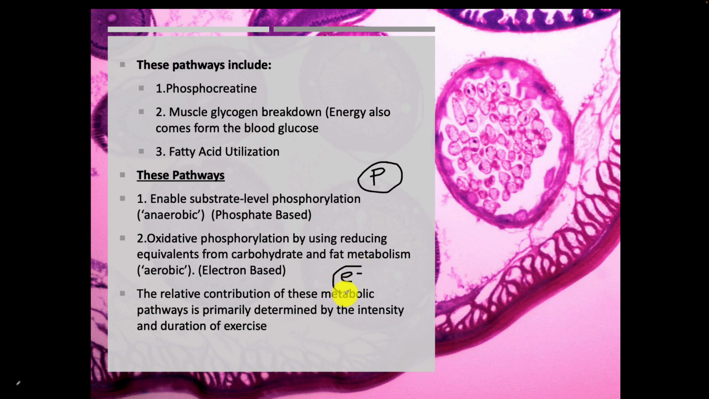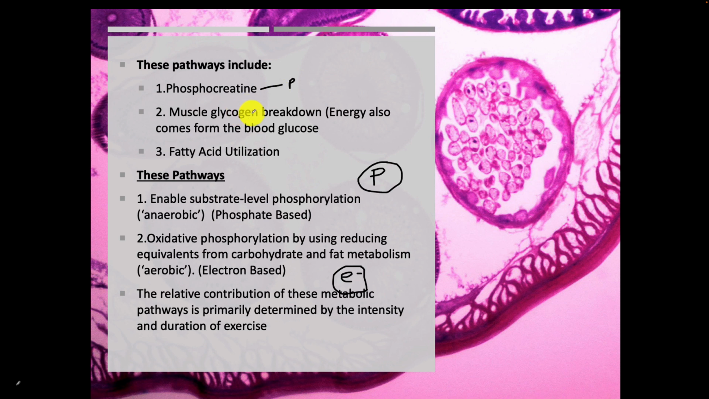So if I were to ask you what are the two major sources of energy in these three pathways, you would say, well, anything anaerobic is phosphate-based and anything aerobic is electron-based. So what does that mean? Well, that means that creatine phosphate, well, that makes sense.